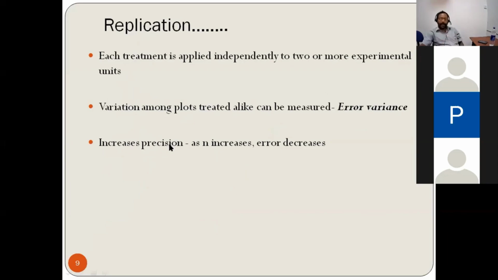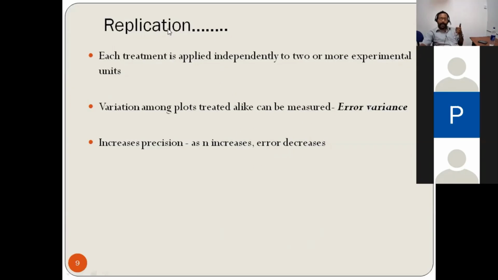Somebody already said, I took an example, 5 samples versus 10 samples. This is the case. Increase the precision, right? 10 samples is better than 5 samples, right? So as n increases, in other terms, the error variance decreases. I mean, basically variance decreases. So error variance decreases when you increase the sample size. Okay. So because of that, replications are important.